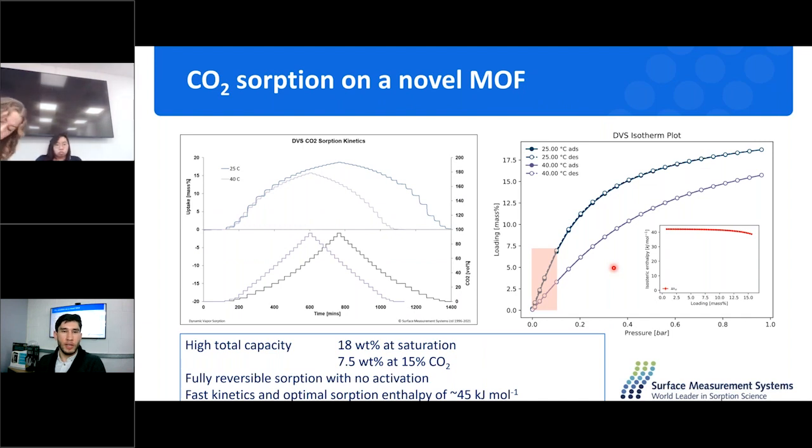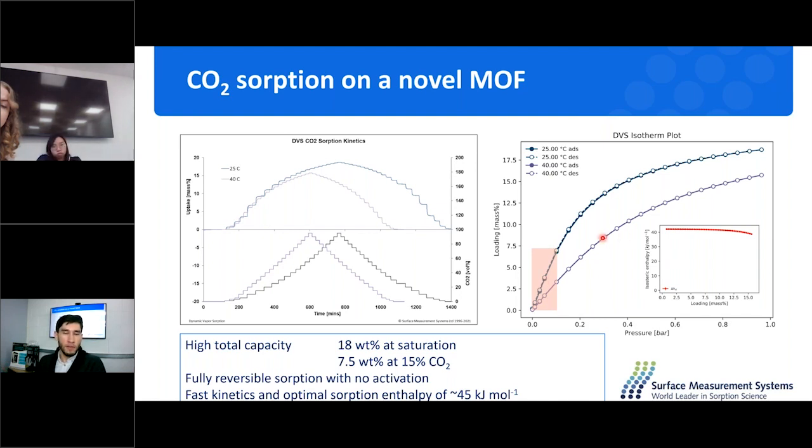Looking at pure component data, this looks like a great material. We have a large uptake, also at post-combustion conditions. We have a high enthalpy of sorption, in an optimal range of around 40 to 50 kilojoules per mole: not too high, so that it would not introduce regeneration penalties, and high enough that it will still be selective for CO2 over nitrogen and oxygen.